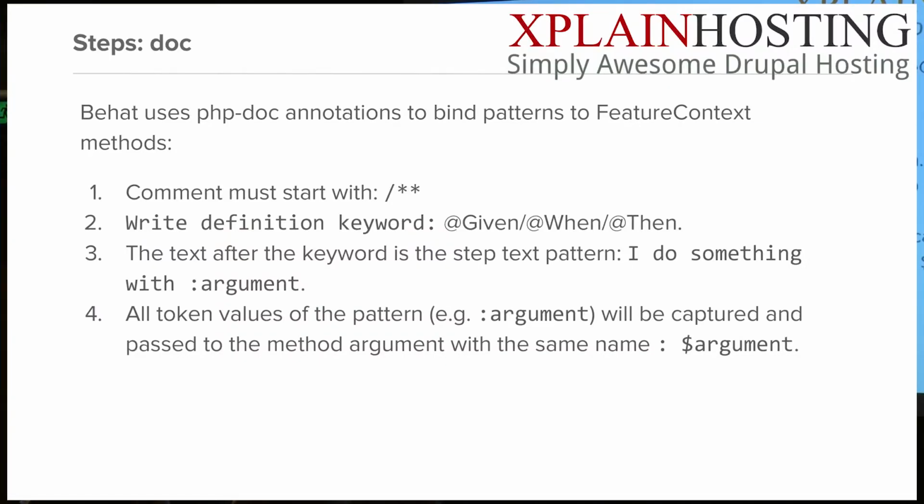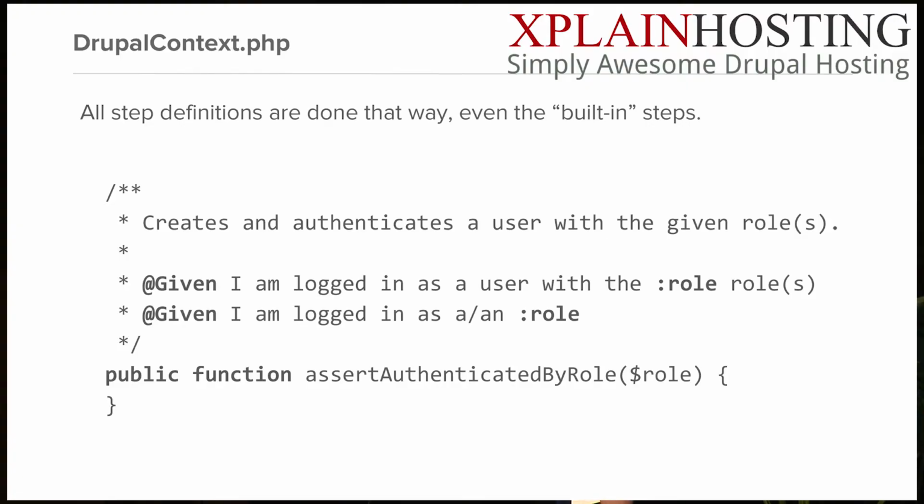So how does that magic actually work? Writing these custom steps, and I flashed it on the screen very quickly, but how does it work? They're written in PHP doc style comments, so it has to start with the double star, single star won't work. You write the definition keyword, given, when, then, and the text after the keyword is the pattern, like I do something with, and you can put in arguments in there. So how does that look? This is an example from a built-in step. Given I'm logged in as a user with the roles.